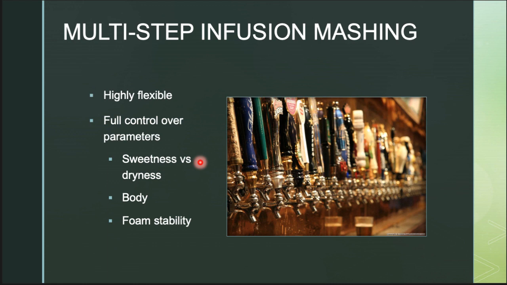More proteolytic activity produces more FAN and smaller chains of peptides, and hence low foam stability. Proteolytic enzyme activity needs to be optimum to produce sufficient FAN while also protecting some large-chain peptides for foam retention. Similarly, the sweetness or dryness and the body of the beer, or the degree of attenuation, depends on the activity of the amylolytic enzyme. More beta-amylase activity gives higher attenuation, which subsequently produces a low-body and more dry beer.